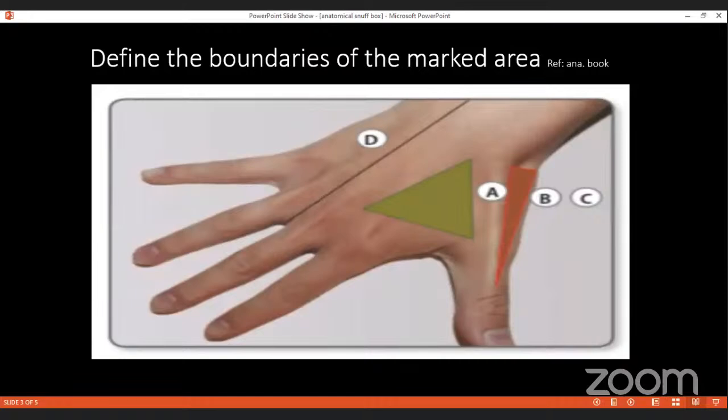Right. When you're telling me the boundaries of the anatomical snuff box, then kindly tell me, you told me what is medial, lateral, what is the content, then what is the floor and what is the roof? The floor is formed by the scaphoid bone and trapezium, and the proximal border of the styloid process of the radius as well. Content is the radial artery.